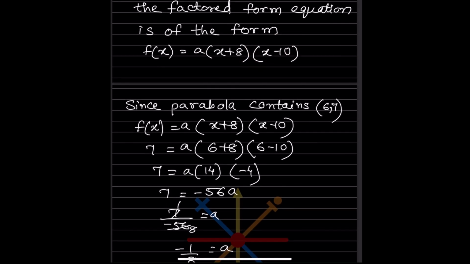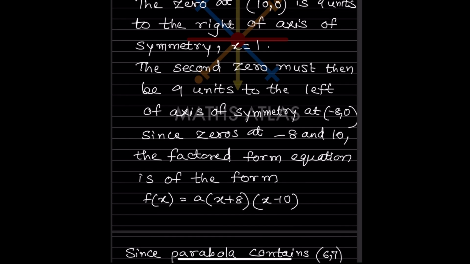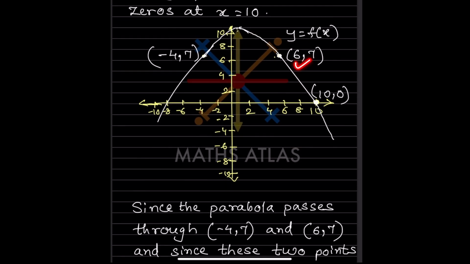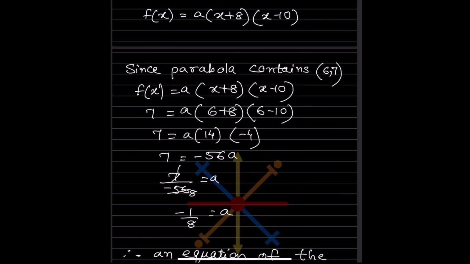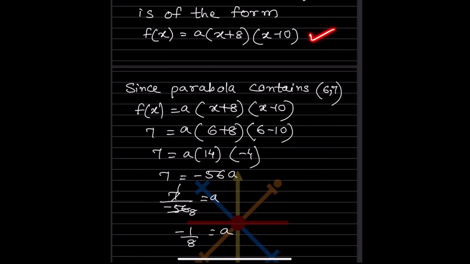Now since the parabola contains (6, 7), you can take either of the points. So we will take (6, 7). Now what will you do in this equation? We are going to put it in the same equation I have written over here. This is x and this is y. As I told you, f of x means y. So y is 7, a stays as it is, x is 6, so 6 plus 8 is 14, and 6 minus 10 is minus 4.